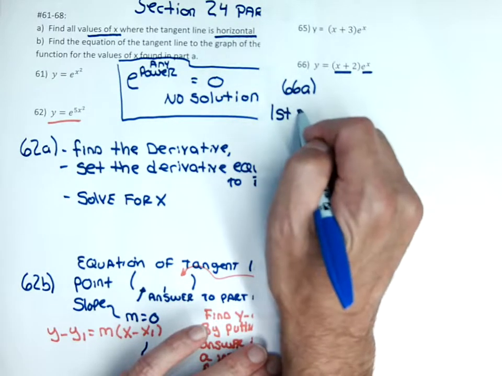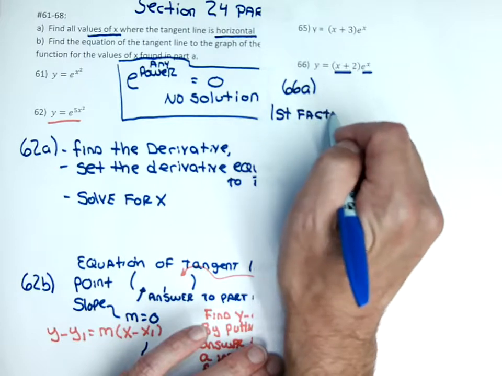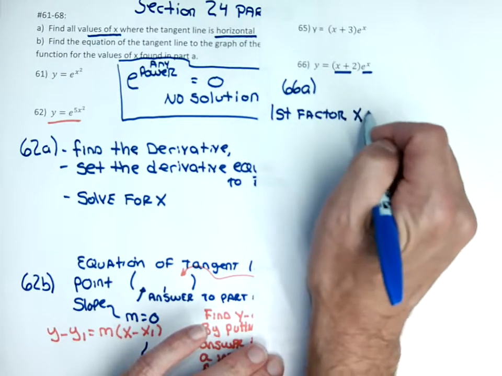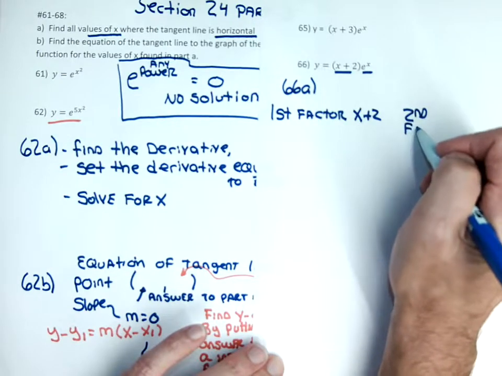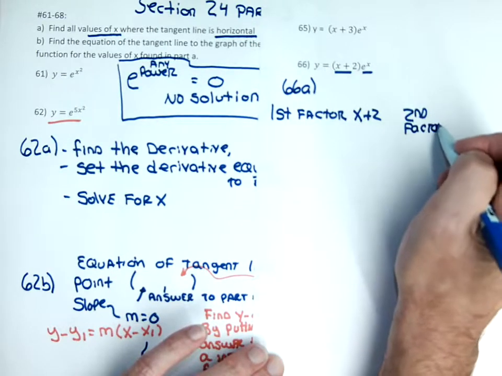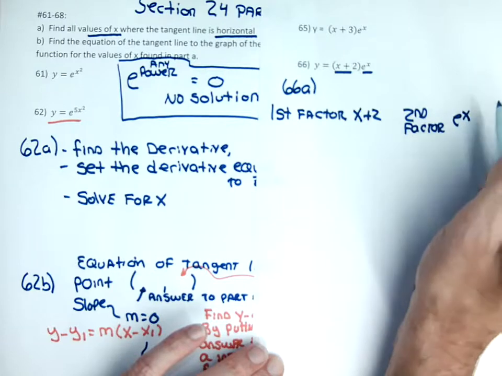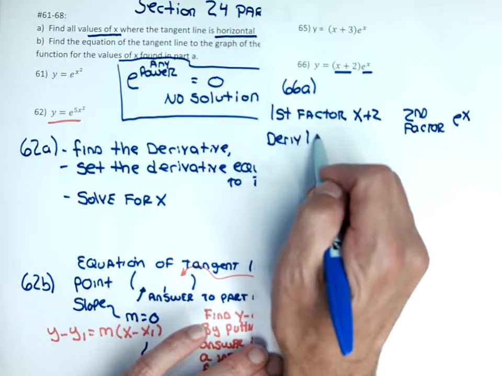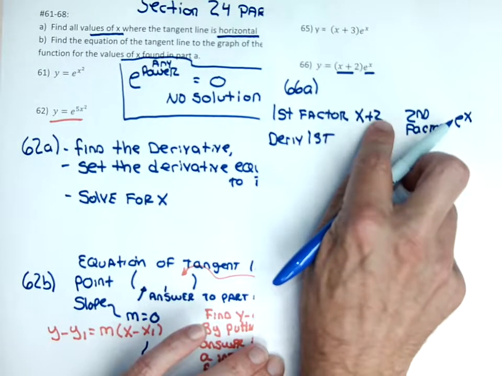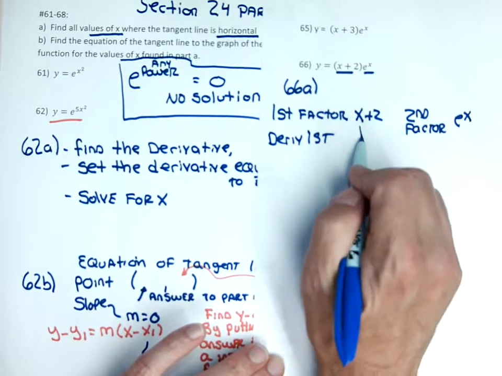My first factor is x plus 2. My second factor is e to the x. The derivative of the first factor, the derivative of that 2 is 0, the derivative of that x is 1.